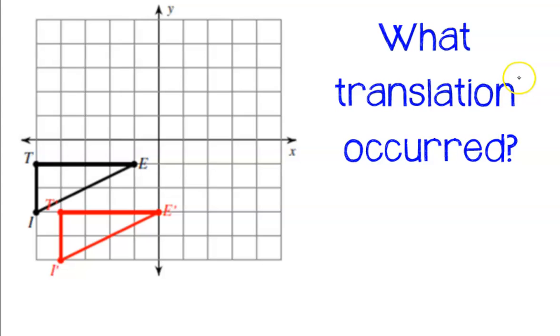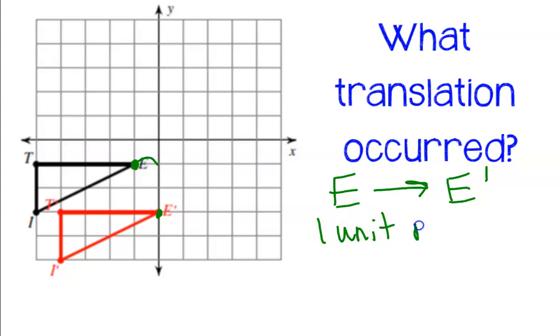So the transformation is translation for this problem, which means that this is a slide. But can you tell me exactly what occurred? And can you tell me in two different ways? So let's take a look at the original point E, and the new point E prime. How did E relocate to point E prime? What happened? Well, if I simply count boxes, I can see that I went 1 unit to the right, and then I went 2 units down. That's one way you could describe the translation that occurred.